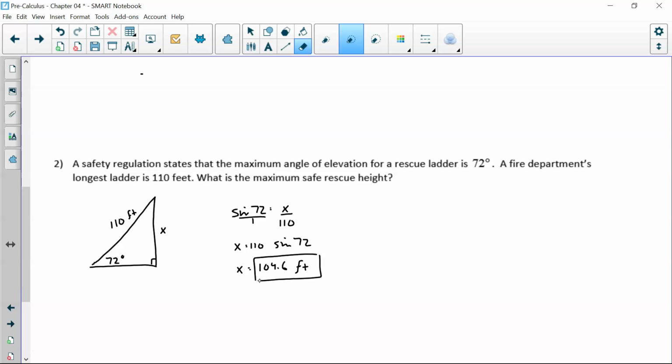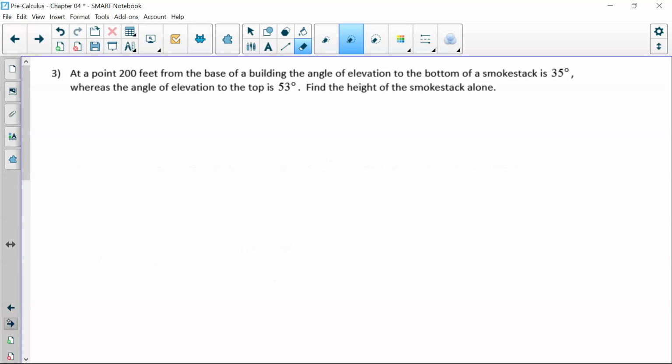Like I said, this is all review. We've done this before. Now they're going to get a little bit more challenging here for problem number 3 and 4. So for number 3, at a point 200 feet from the base of the building, the angle of elevation to the bottom of a smokestack is 35 degrees. The angle of elevation to the top is 53 degrees. We want to find the height of just the smokestack.